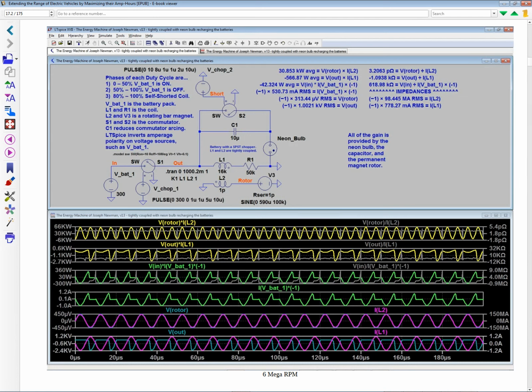1,000 volts on the coil, on the massive coil. Now, there's a lot of impedance. I believe, wow, 600 kiloohms. Oh, that's at the battery. Okay. Oh, I see. No. I'm sorry, excuse me.